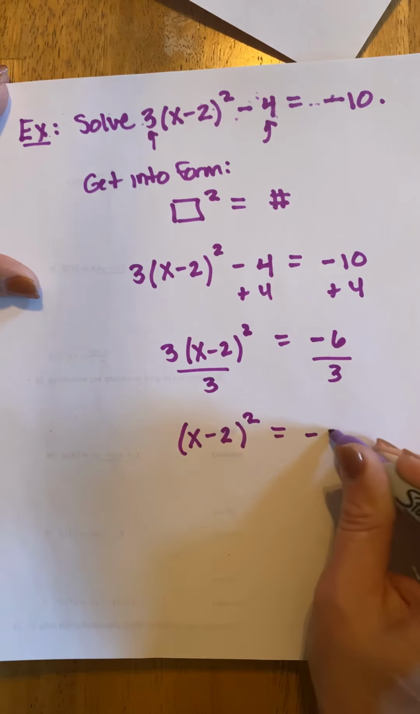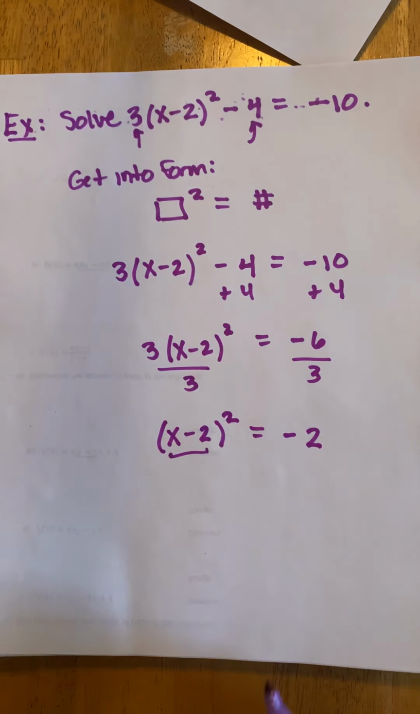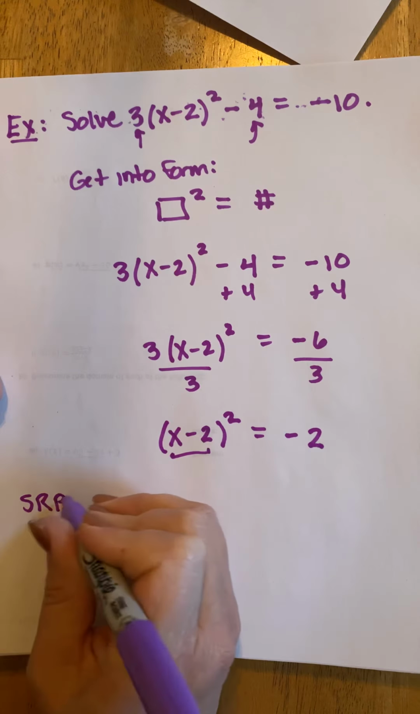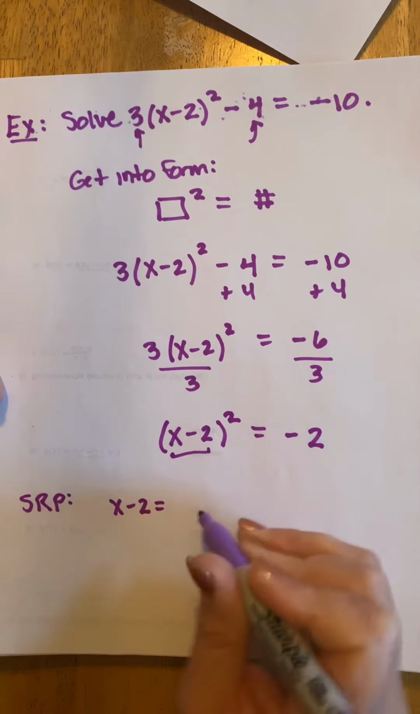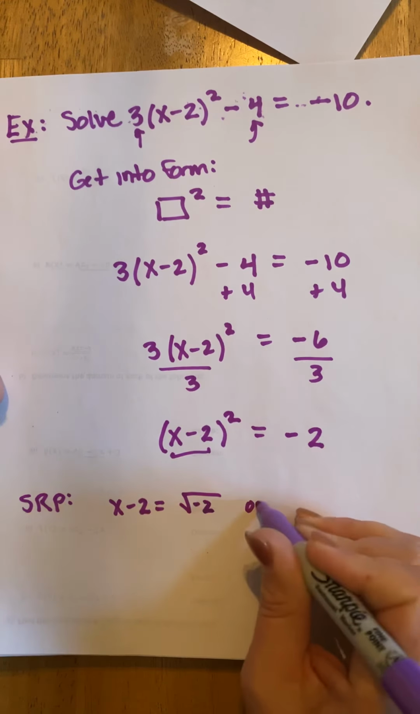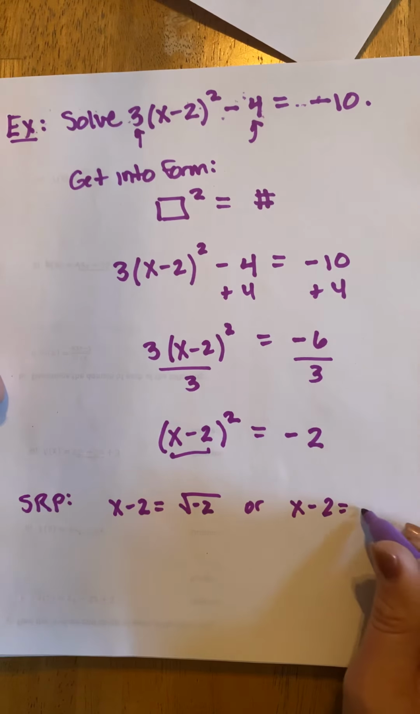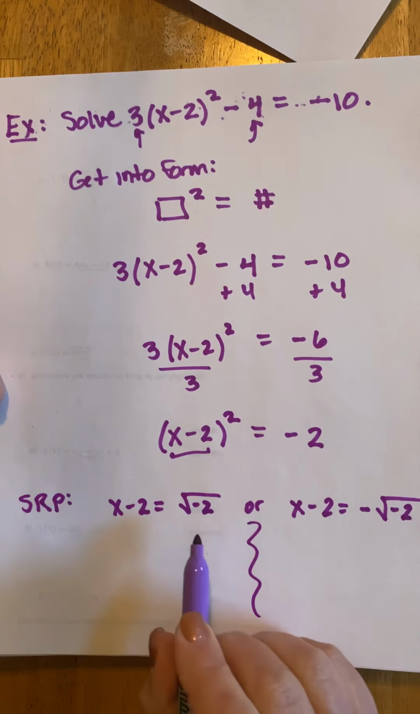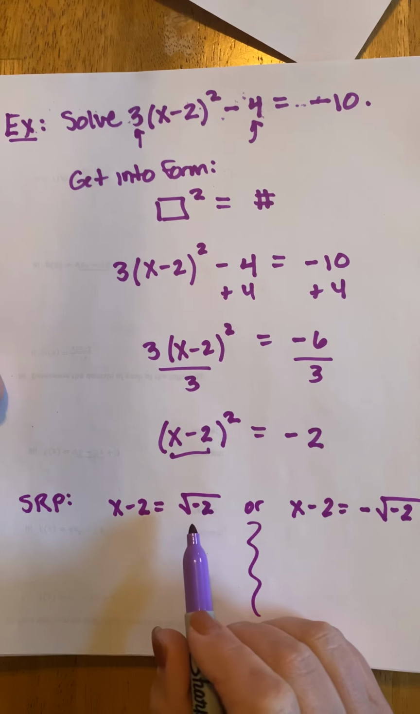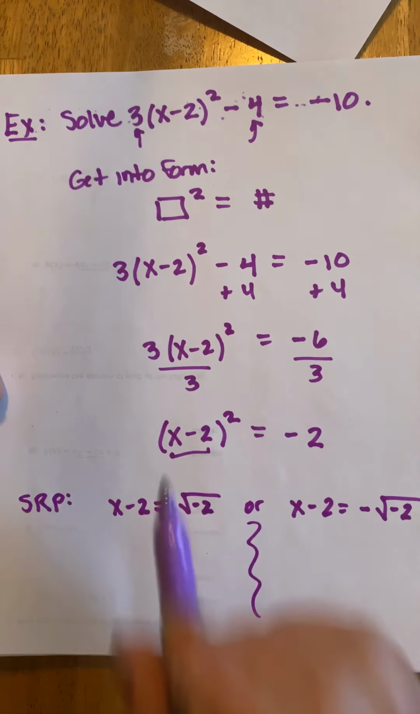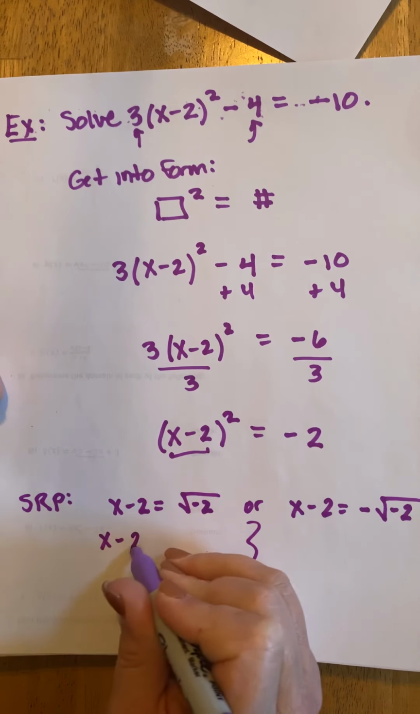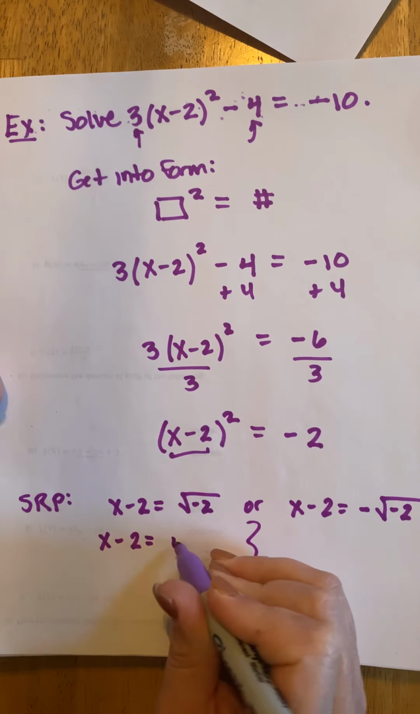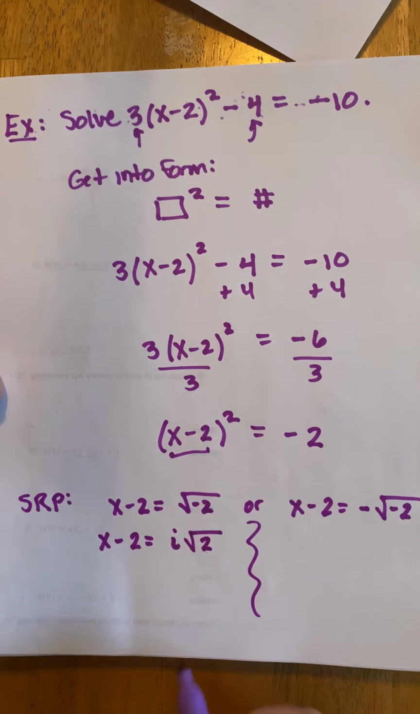Now we have it into this form, something squared equals a number. What's being squared is x minus 2. So now we can apply the square root property. x minus 2 equals the square root of negative 2, or x minus 2 equals the opposite of the square root of negative 2. I always work with the positive one. Don't leave negatives under radicals, and we no longer have a real answer. We now incorporate the i's. So x minus 2, remember, a negative under a radical corresponds to i out front: i square root of 2.